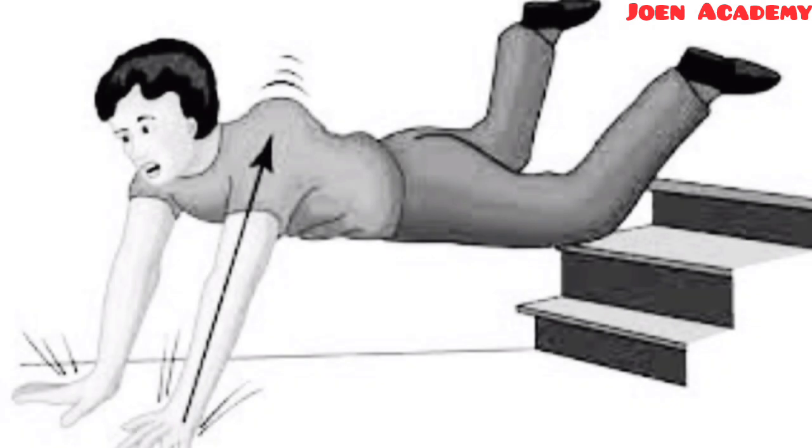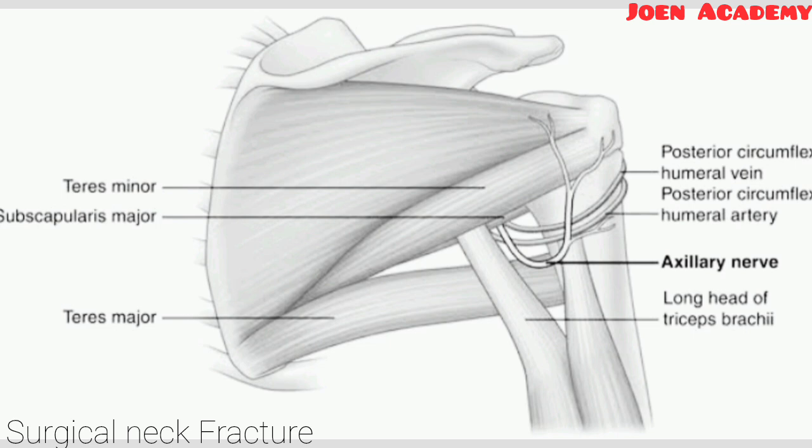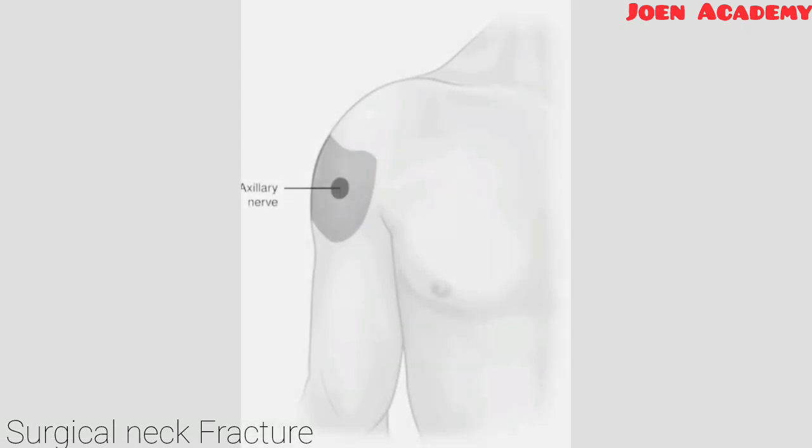The key neurovascular structures at risk here are the axillary nerve and posterior circumflex artery. Axillary nerve damage will result in paralysis to the deltoid and teres minor muscles. The patient will have difficulty performing abduction of the affected limb. The nerve also innervates the skin over the lower deltoid, which is the regimental badge area, and therefore sensation in this region may be impaired.